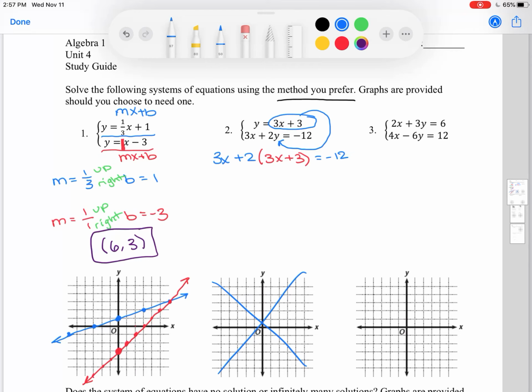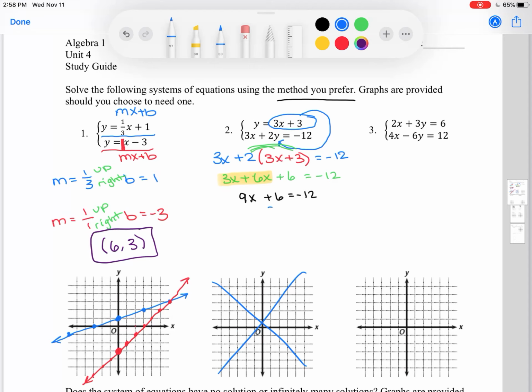So I'm going to have 3x plus 2, and then when I get to the y, I'm going to plug in a 3x plus 3, with parentheses, don't forget that, and it still equals negative 12. All you have done is rewritten that y portion. Now let's distribute our parentheses. 2 times 3x was going to give me 6x. 2 times 3 is going to give me a positive 6. And I get to bring down everything else that I haven't changed.